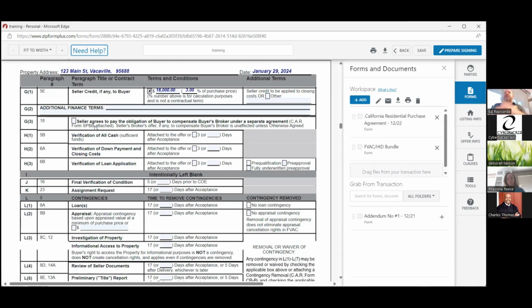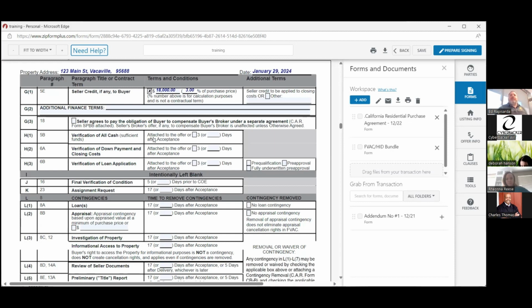Suffice to say, I think there's a lot more information and training we need on this specific item: the buyer's representation, the anticipated broker compensation form, and how to disclose this. Because I think it's becoming more and more part of our business and it will continue to change. All right.